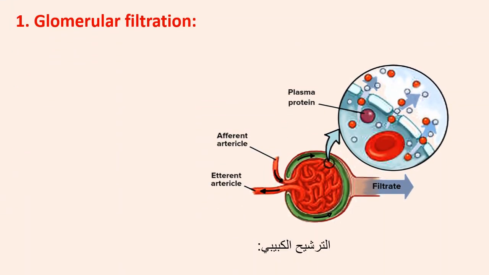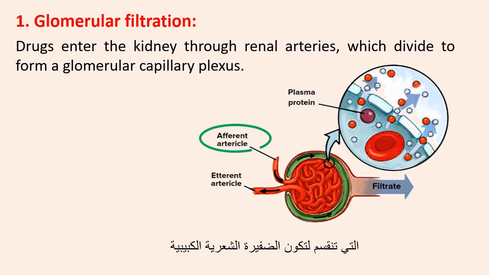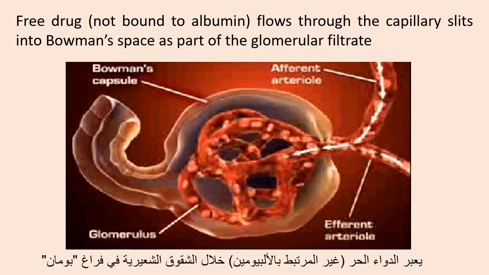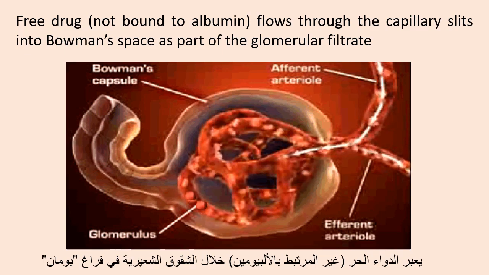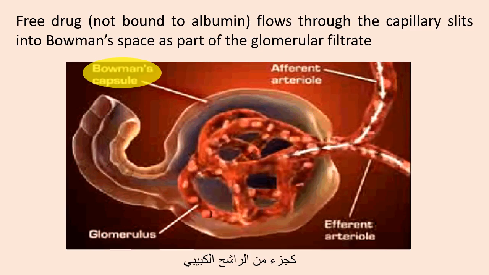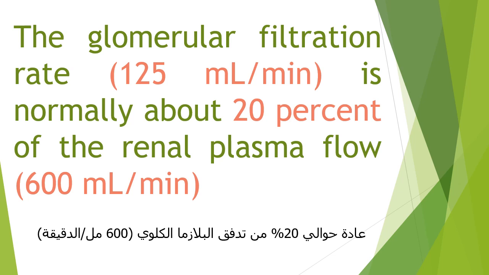Glomerular filtration. Drugs enter the kidney through renal arteries, which divide to form a glomerular capillary plexus. Free drug, not bound to albumin, flows through the capillary slits into Bowman's space as part of the glomerular filtrate. The glomerular filtration rate, 125 milliliters per minute, is normally about 20% of the renal plasma flow, 600 milliliters per minute.